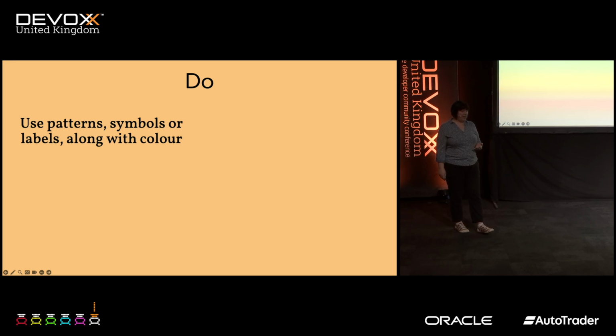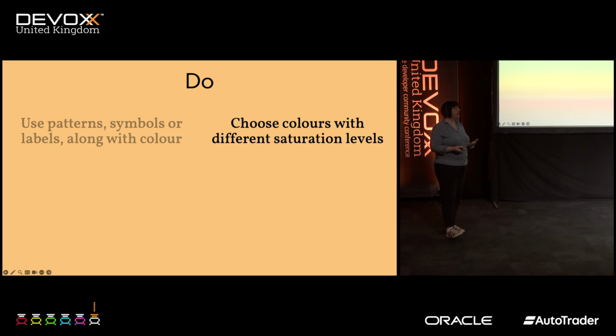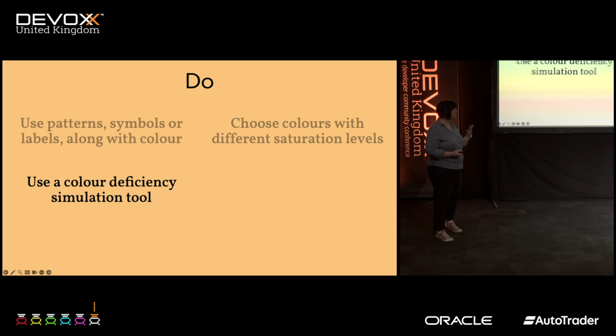So a few do's here. These are nice and easy ones. So use the patterns, the symbols. You can use labels as well. That's another simple one. You can also use the different saturation levels, as I said, with the colours. Checking it in grayscale will show you if you need to change that saturation level.